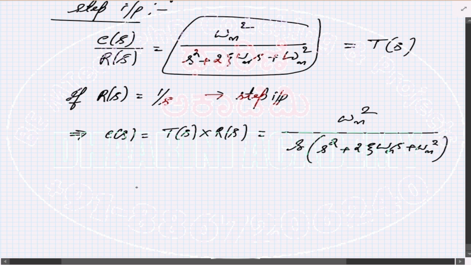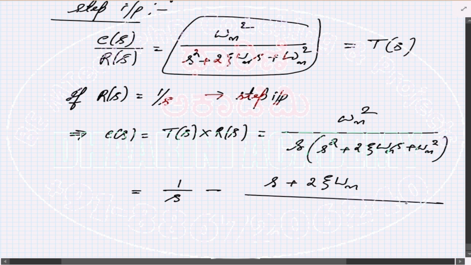Now we can split this into the following format. Again, we need to write the partial fractions. Directly I'll write the answer. You can apply the partial fractions to get 1 by s minus, and the numerator is s plus 2 times zeta omega n, divided by s square plus 2 times zeta omega n s plus omega n square.